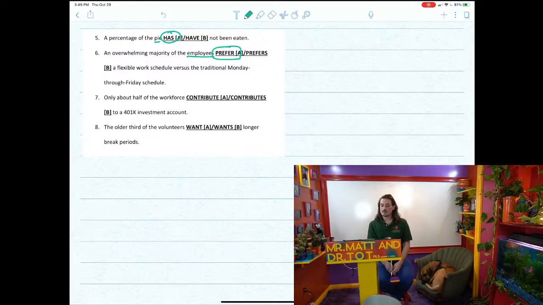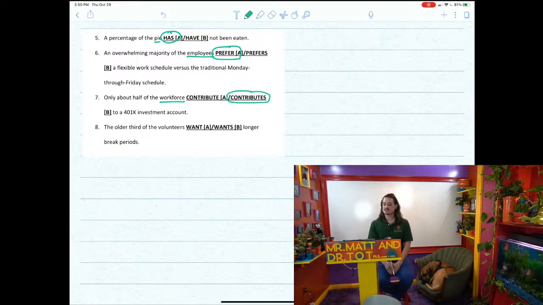7, only about half of the workforce contribute or contributes to a 401k investment account. So only about half indicates a portion, so we're guided by the noun workforce, which is singular. Singular nouns usually do not end in S, so singular verbs usually will end in S, opposite common sense. So we want the singular verb contributes.